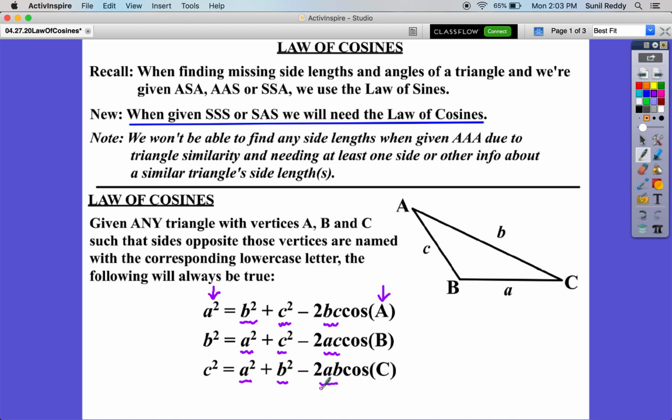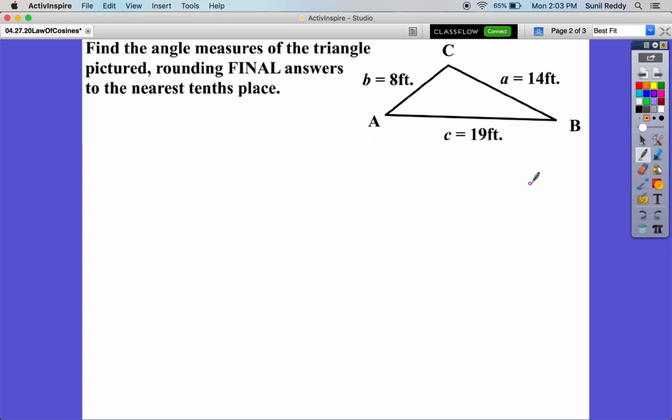So let's actually go ahead and put this structure of a law of cosines equation into practice. Given this example here, I have a triangle with three side lengths labeled for us. We need to find all of the angles of this triangle. So here I'm given three sides, which means I have the side, side, side case, which means I wouldn't be able to use the law of sines, but I can use the law of cosines. So let's go ahead and start with finding angle A. It doesn't really matter what order I do this in.